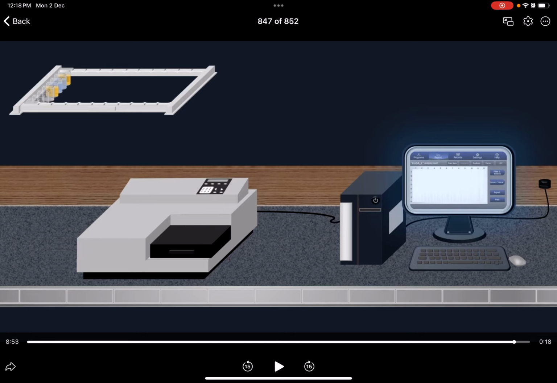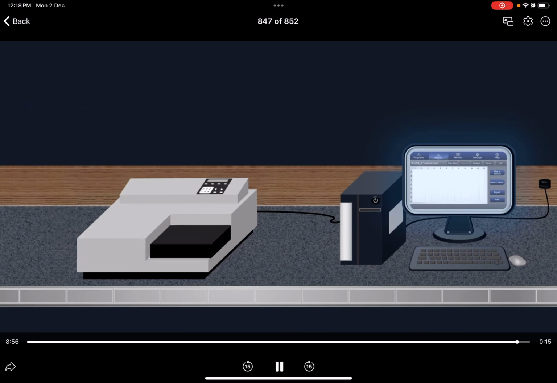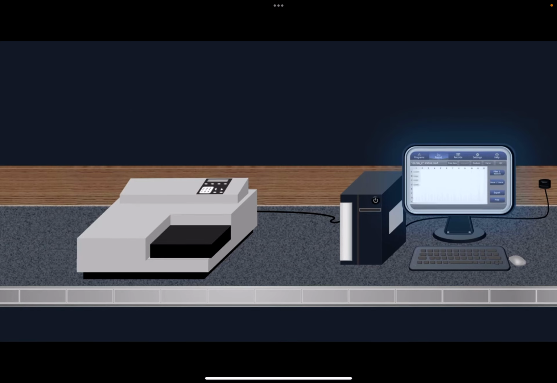Now we put them in the reader. And for interpretation of the obtained results, the spectrometer instrument is used to read the absorbance in each well and to confirm whether the patient is carrying the HIV virus or not.